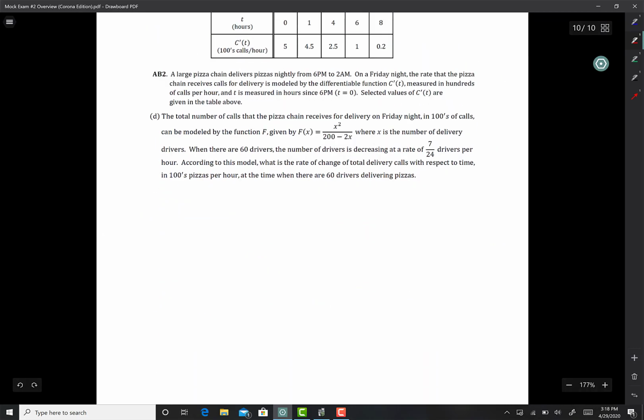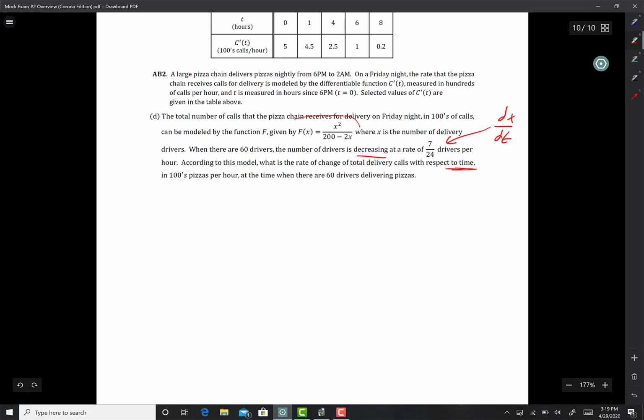The total number of calls that the pizza chain receives for delivery on Friday night, in hundreds of calls, can be modeled by the function f given by that function, where x is the number of delivery drivers. When there are 60 drivers, the number of drivers is decreasing at a rate of 7 over 24 drivers per hour. So that's the dx/dt. Remember, that's decreasing though, so it's negative. According to this model, what is the rate of change of total delivery calls with respect to time, in hundreds of calls per hour, at the time when there are 60 drivers delivering?